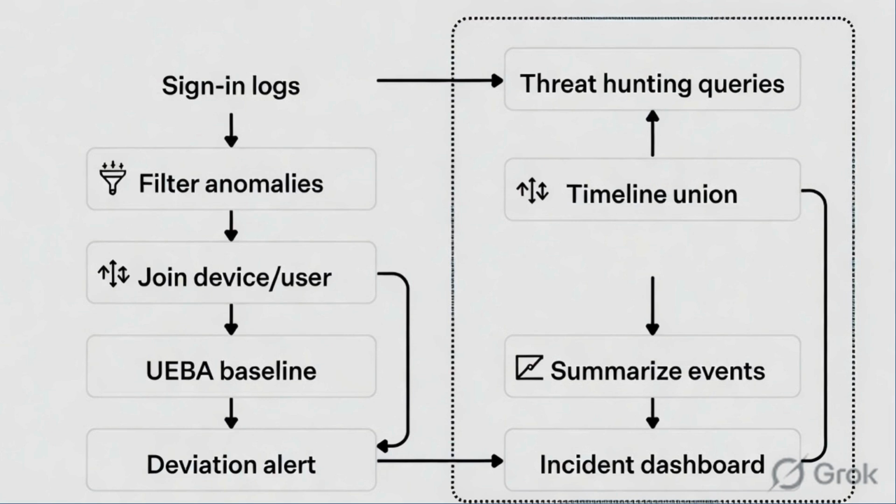Both paths rely on the same KQL strengths. Union asterisk for multi-source logs, early filtering for speed, joins for context, time series for patterns, and materialized views for baselines. Whether you're detecting deviations automatically or hunting threats manually, these patterns turn raw security data into fast, actionable insights, exactly how SOC teams use KQL every day.